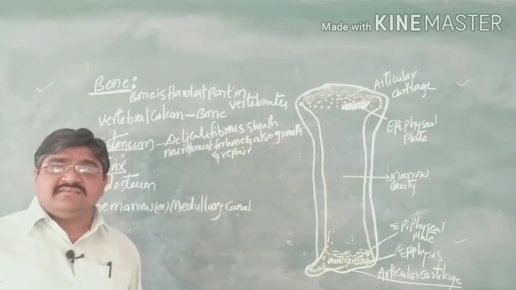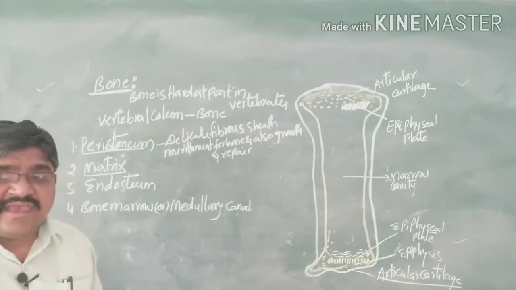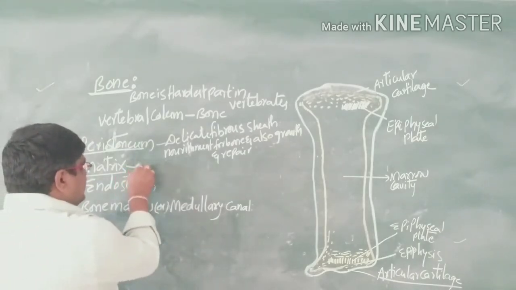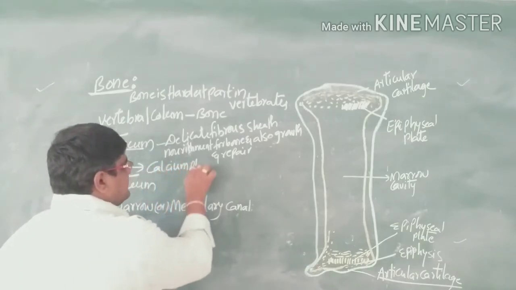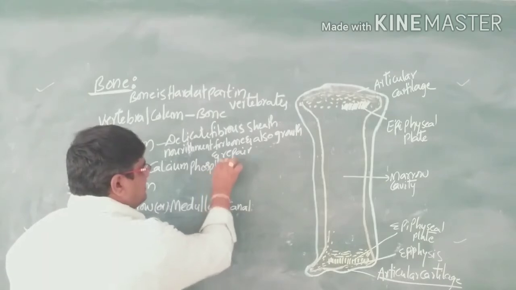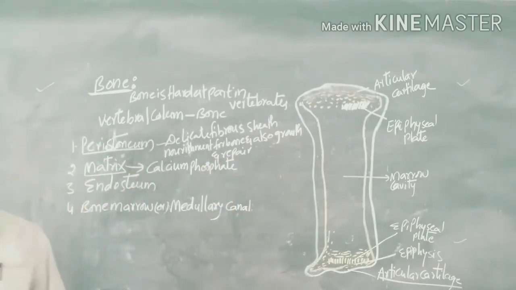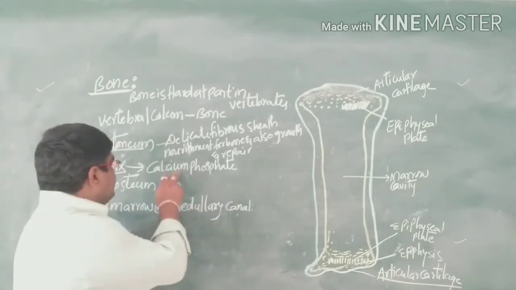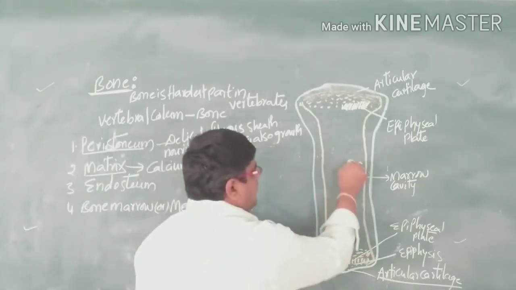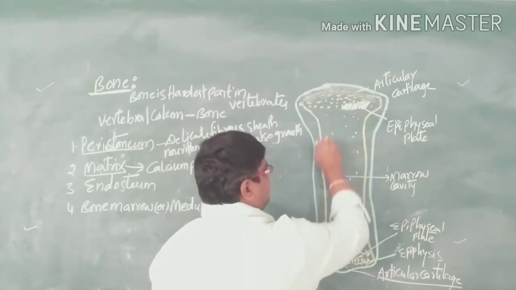Here a dense matrix is present, and this matrix is made up mainly of inorganic components, mainly calcium phosphate. This is the main part. It is the substance that forms the bone.